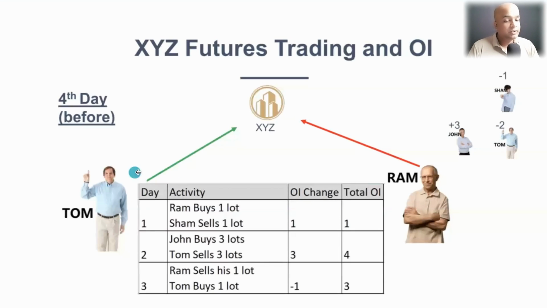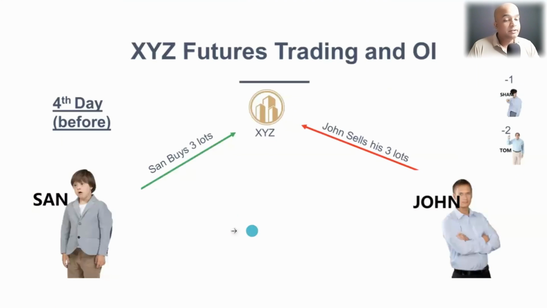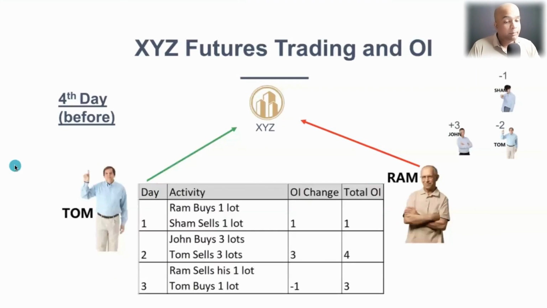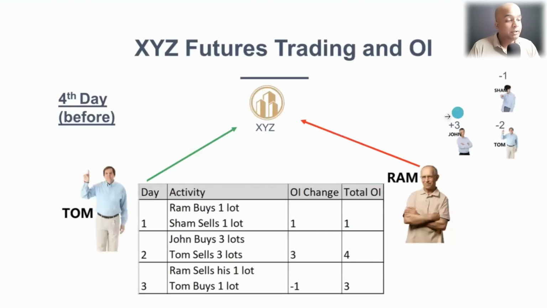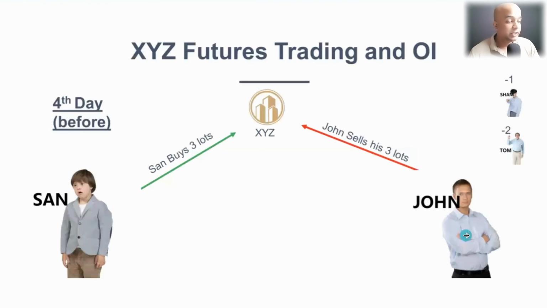Again, if we continue like this, this is the last example just to understand how open interest works. This is the 4th day, before the market opens. These people are carrying their positions, and total OI is 3. Sam is a new player, because earlier Sam was not in the picture. Sam came today and he thinks that XYZ futures will go upside, so he will buy 3 lots. Whereas John was an existing player, carrying a 3 lot long position.